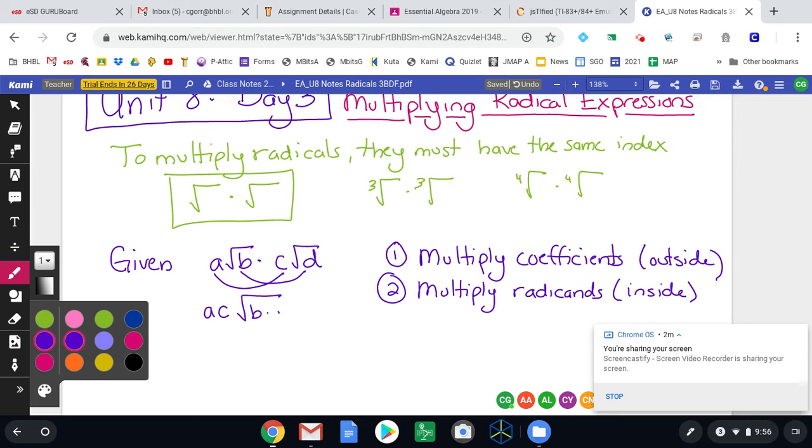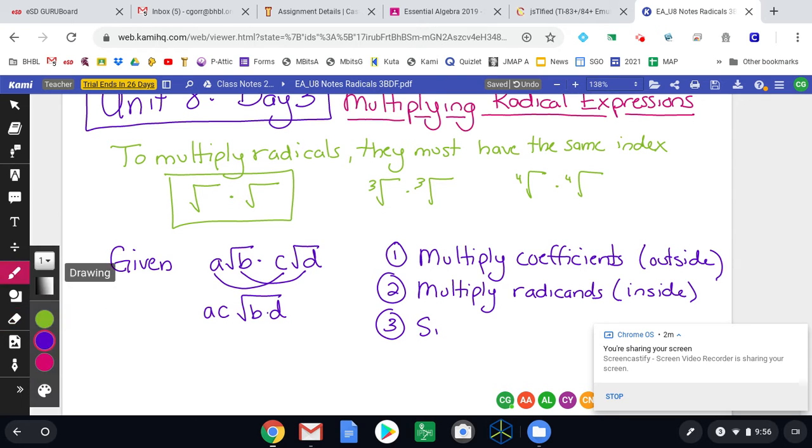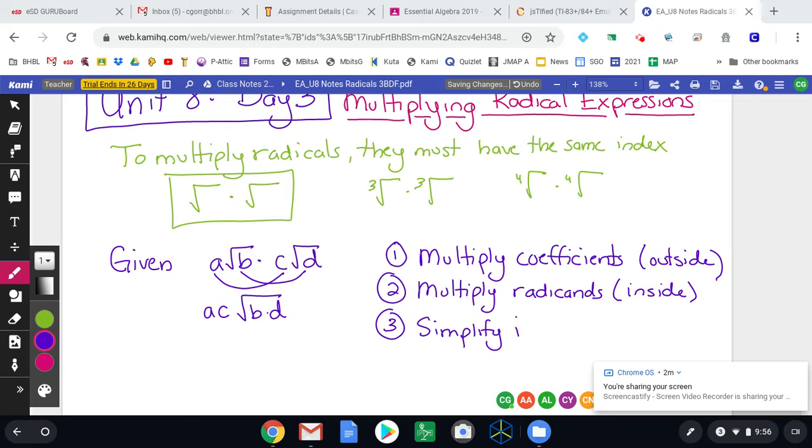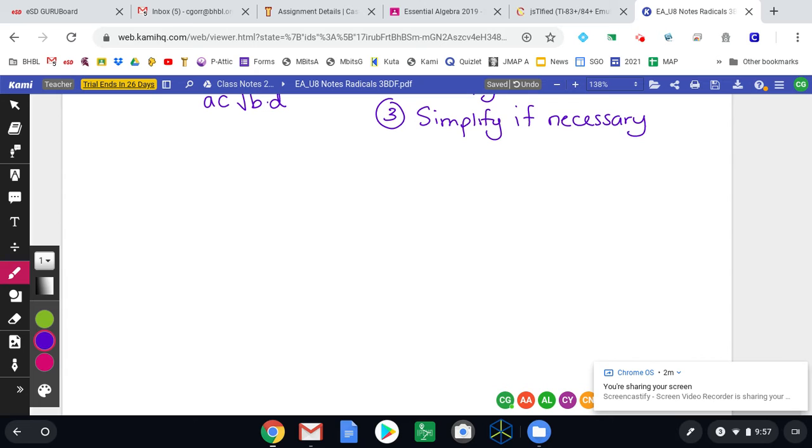So radical b times d. I'm going to multiply all those things together, and then once I get that, I'm going to simplify if it's necessary. We don't necessarily have to. It depends what kind of numbers we get. So multiply the outside by the outside, inside by the inside. All right, so let's talk about some examples.